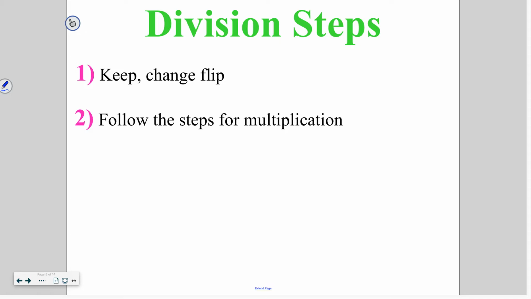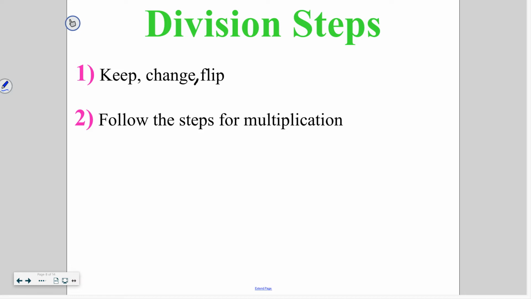Keep the first fraction the same. Numerator and denominator stay in their spot. Change means change the division sign to multiplication. And flip, which there should be a comma in there, flip means that you flip that second fraction over, so the numerator is now the denominator and the denominator is the numerator.